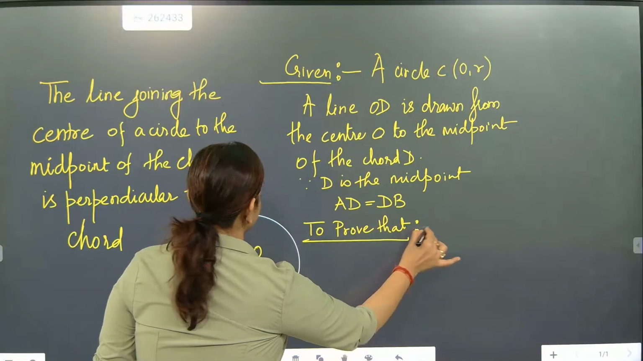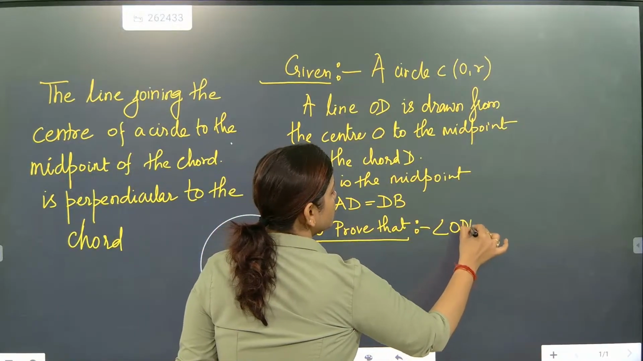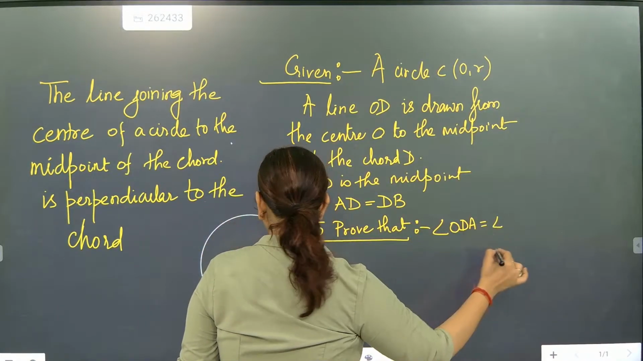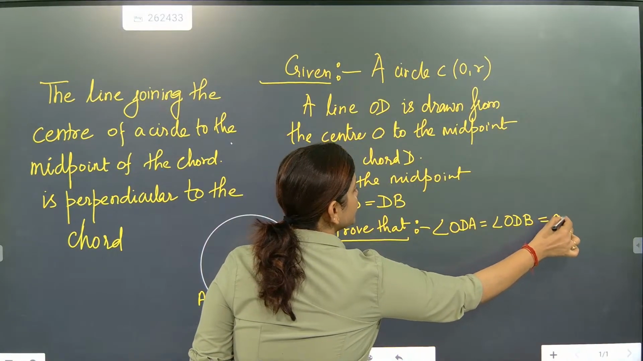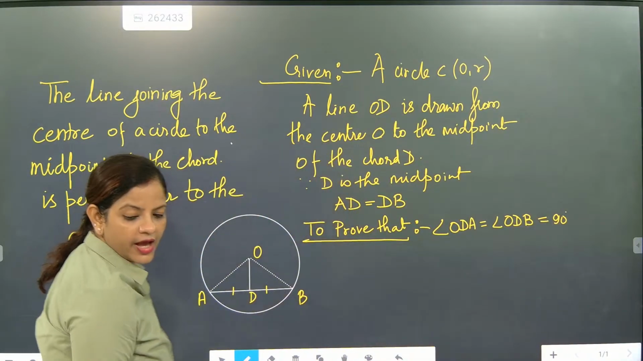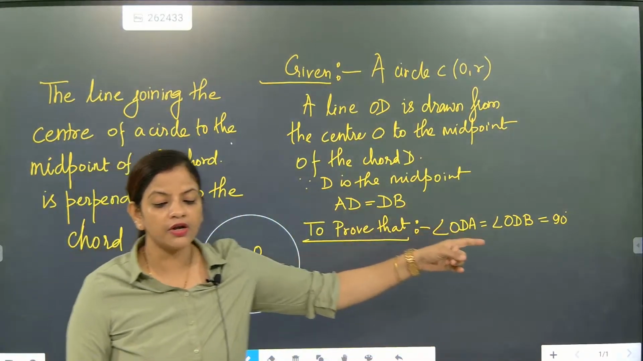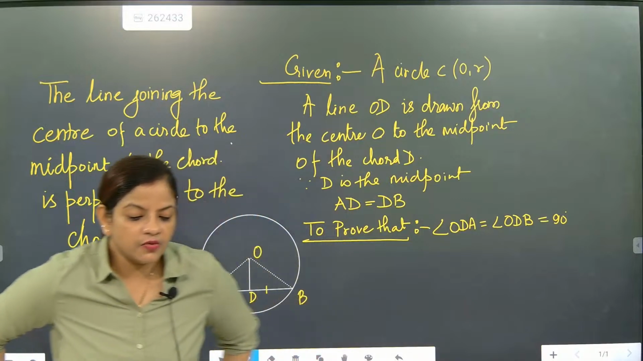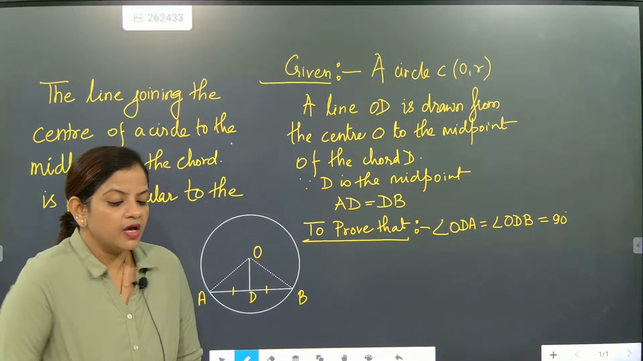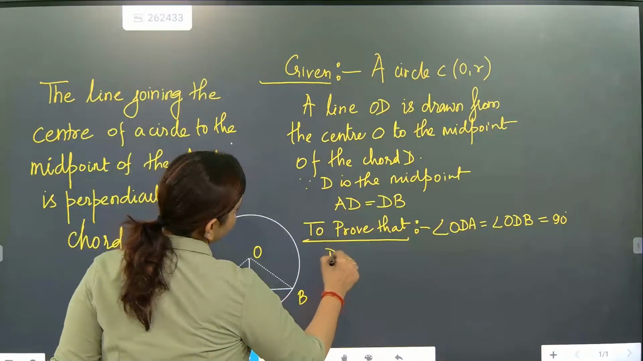Now, to prove that angle ODA is equal to angle ODB, and this is equal to 90 degrees. This is what we need to prove. Angle ODA is equal to angle ODB is equal to 90 degrees. To prove this, we will start the proof section.